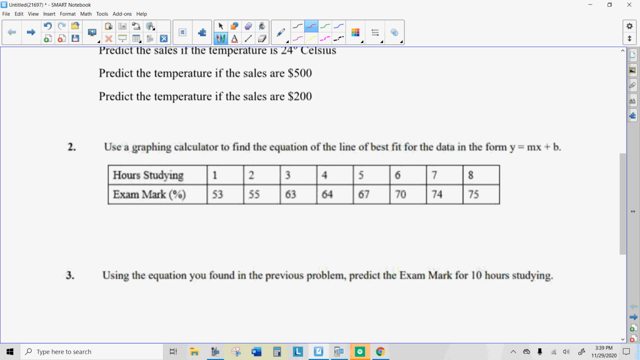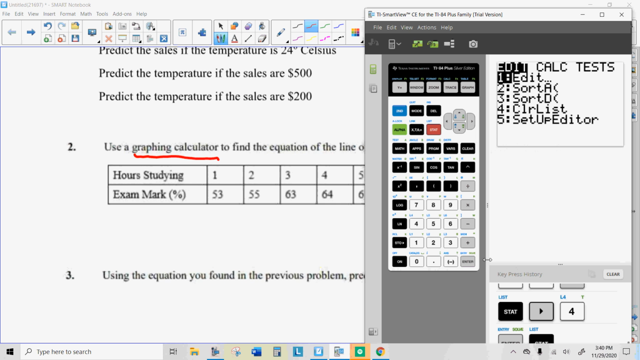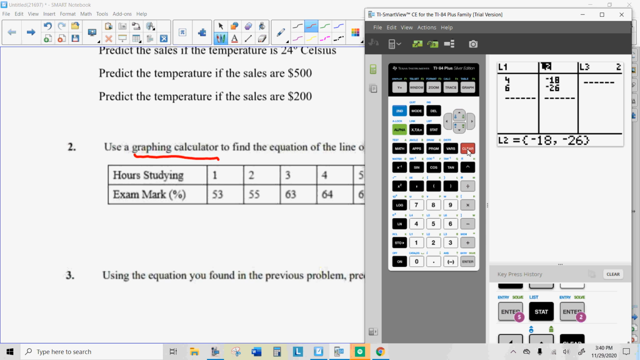So here we're going to use a graphing calculator to find the equation of the line of best fit for this data, which is seeking to find a relationship between how many hours you study and your expected exam mark. And we're going to use that to make a prediction. The first thing we need to do is get out our calculator and go to our lists and clear those out. To clear them, you just go up to the top, press clear, and then enter. And then we're going to put in the data.